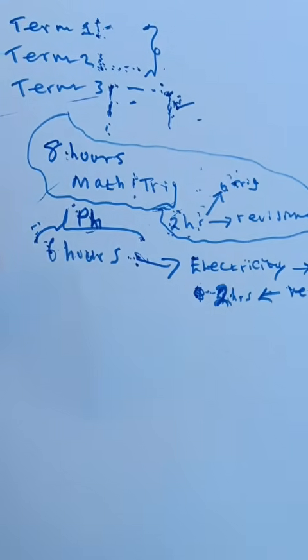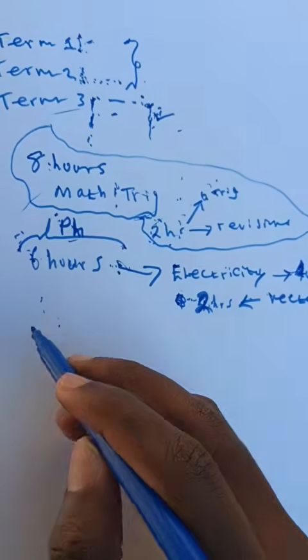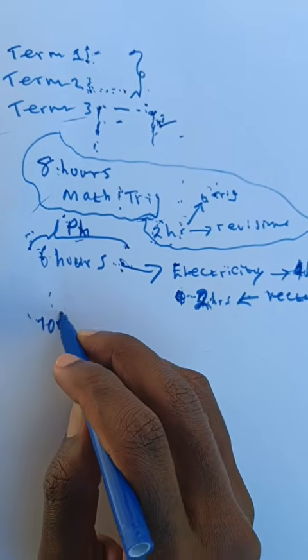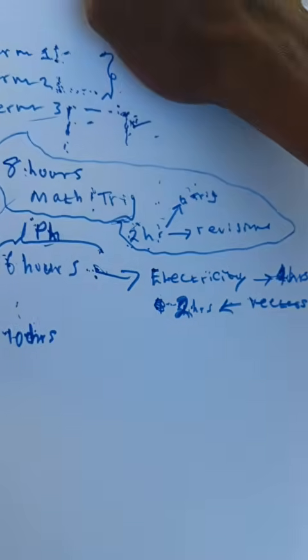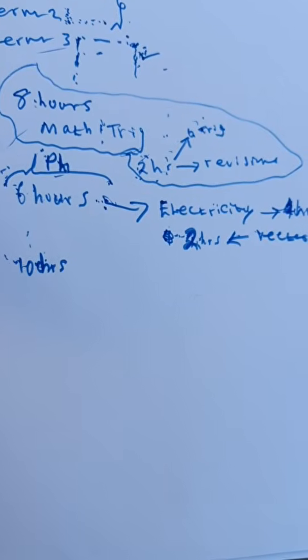Let's say maybe you want to get an A plus in physics, and you study for 10 hours, which is normal in university.